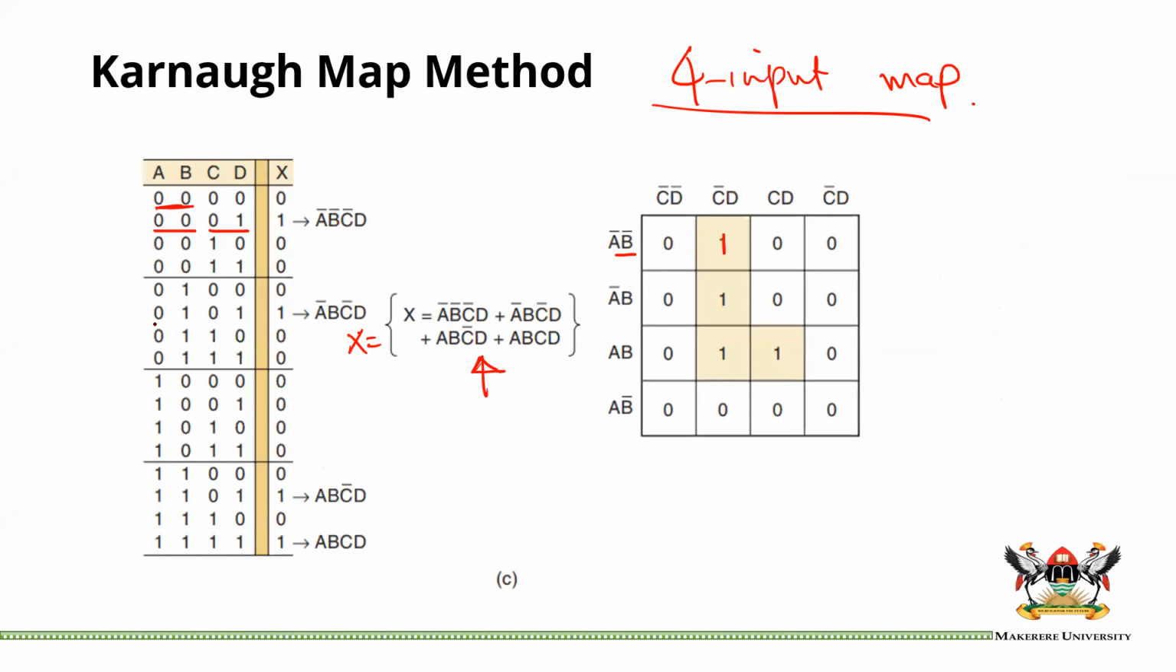The next one is A inverse B and C inverse D. We have our next one there. Then the next one is AB, which is here, and then C inverse D, which is that. And then finally, everything one. So AB and CD, which is one. Then we know that the rest are all zeros.